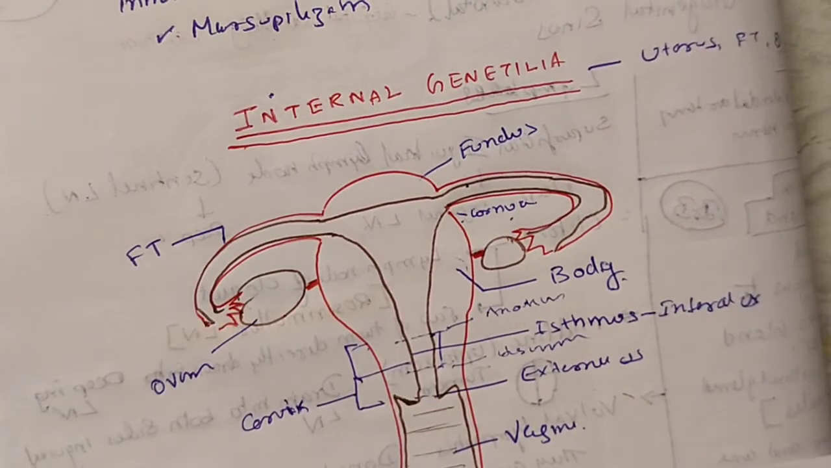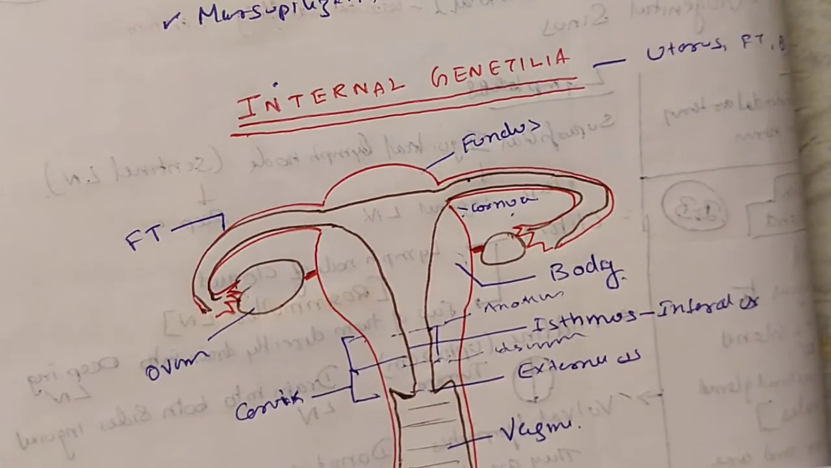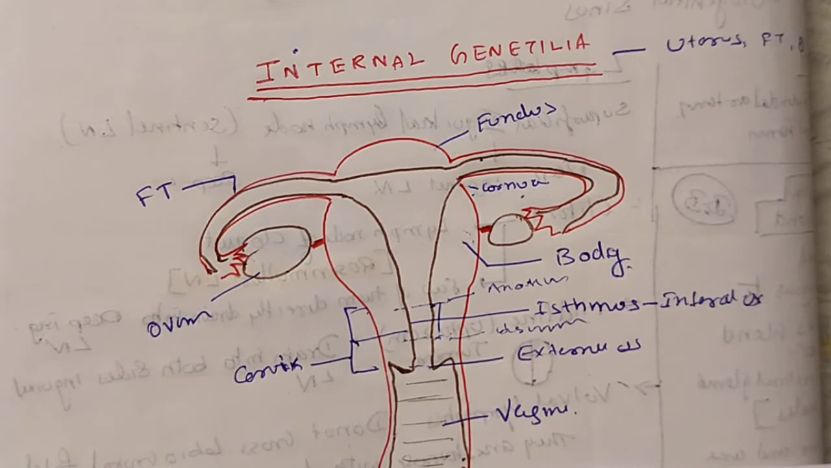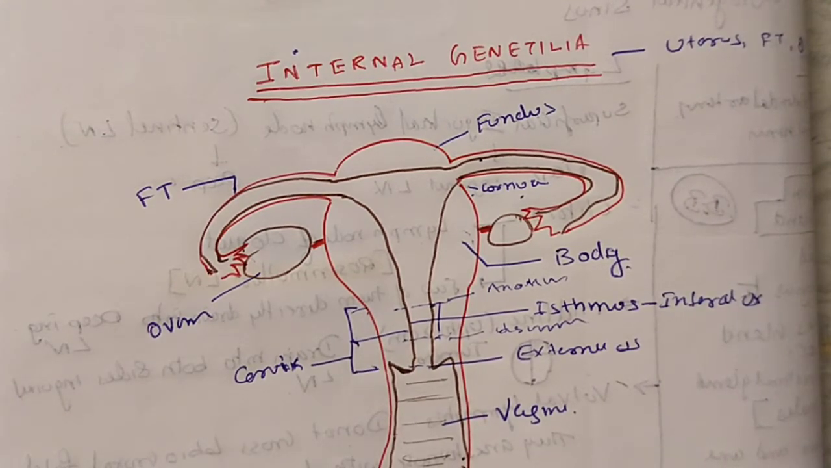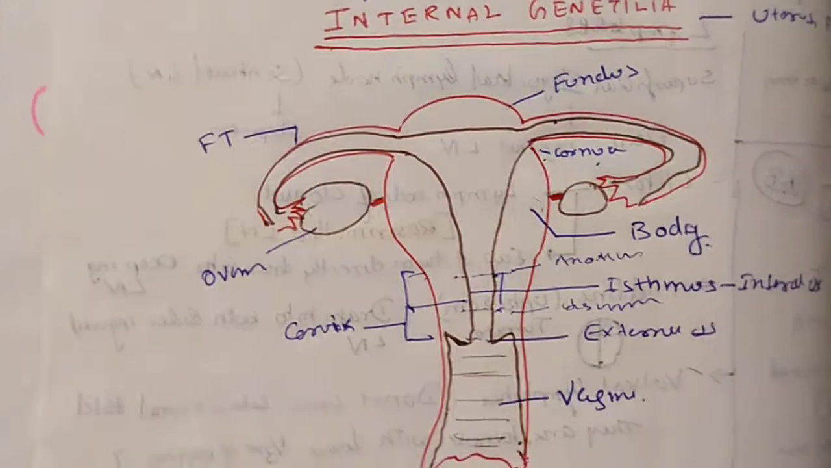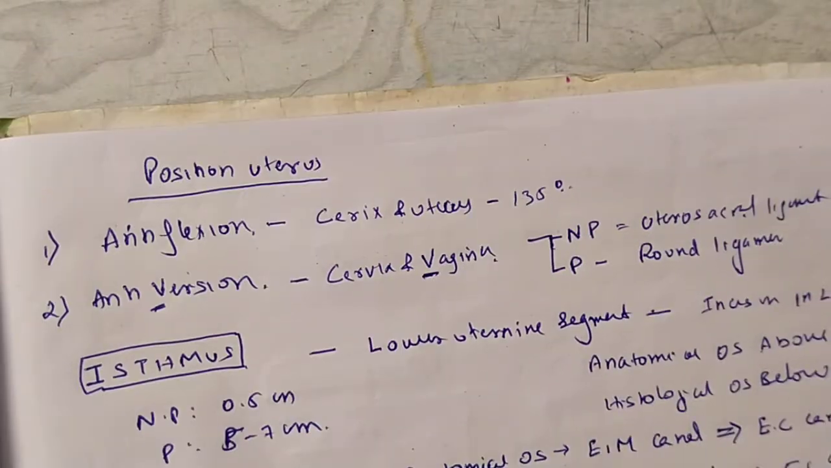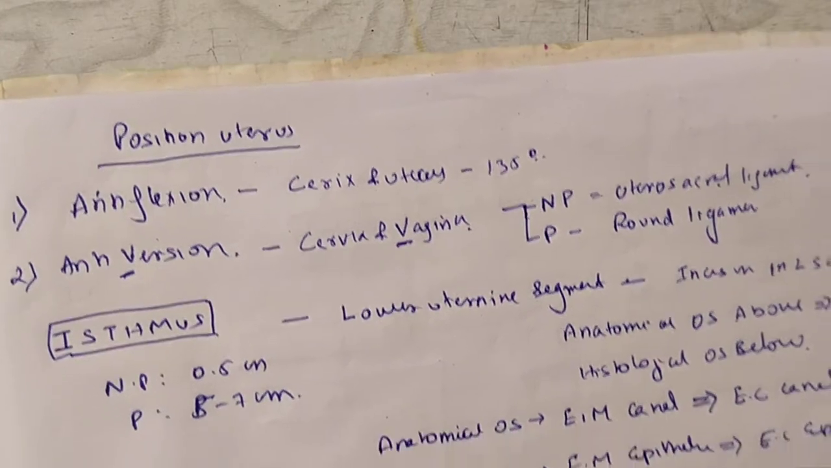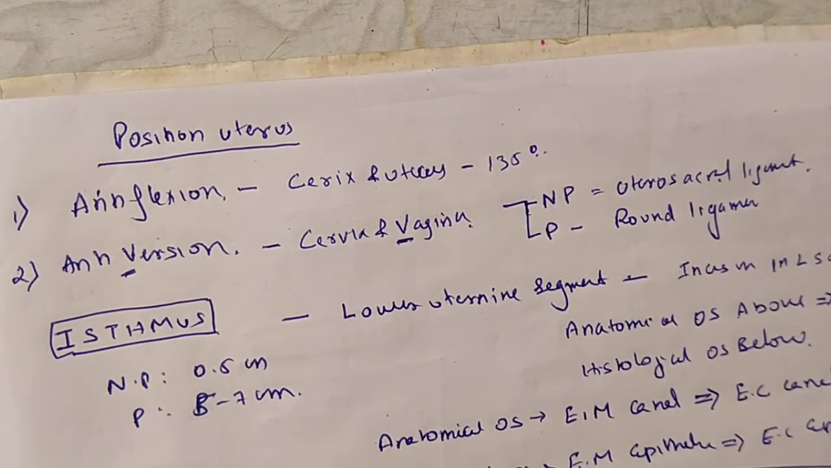Hello people, today's class will be on the continuation of internal genitalia part 2. So I'll recap what we learned about in the previous class. We learned about the uterus and its layers. Then we learned about the position of the uterus. Then the isthmus, and what its size is in non-pregnant and pregnant women.